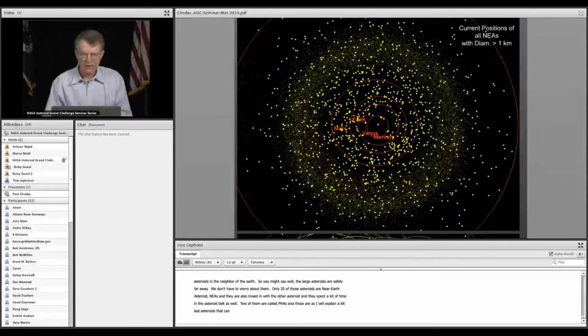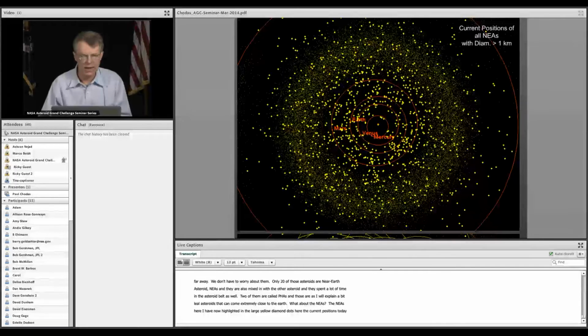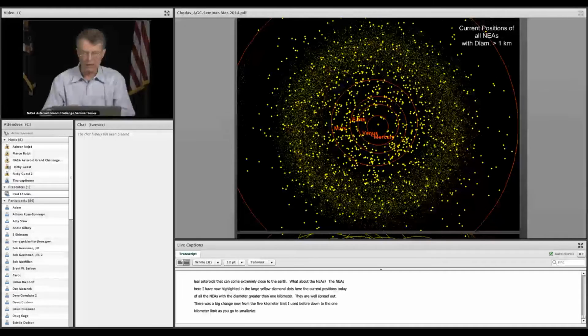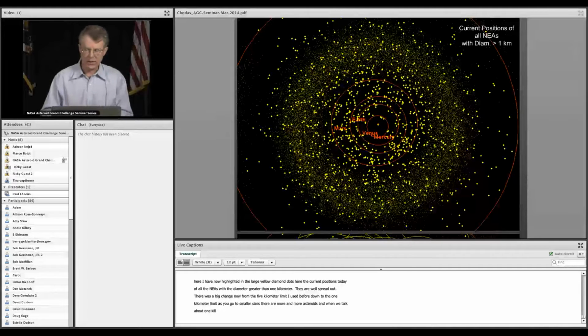Okay. What about the NEAs? Here I've now highlighted in the large yellow diamond dots the current positions today of all the NEAs with a diameter greater than 1 kilometer. And as you can see, they are well spread out. So there was a big change now from the 5 kilometer limit I used before down to the 1 kilometer limit. As you go to smaller sizes, there are more and more asteroids. And when we talk about 1 kilometer sizes, we're getting a lot of them in the inner solar system. So they are spread out throughout the inner solar system, and we ought to keep track of them.